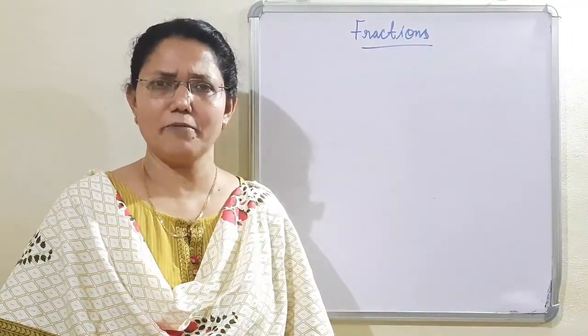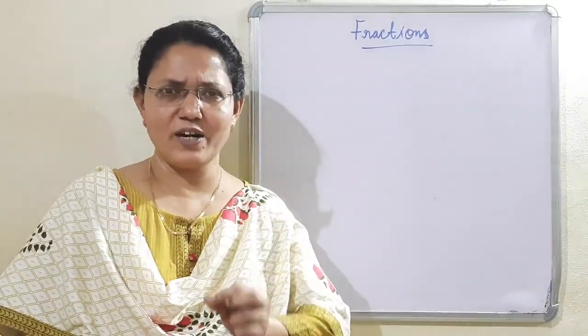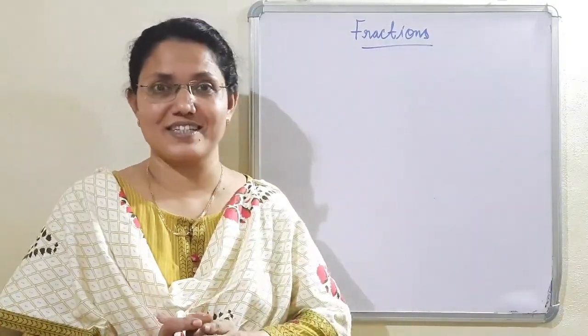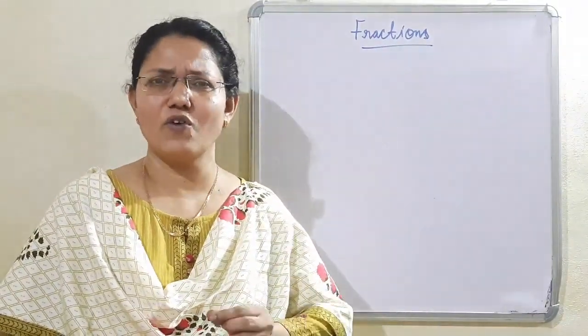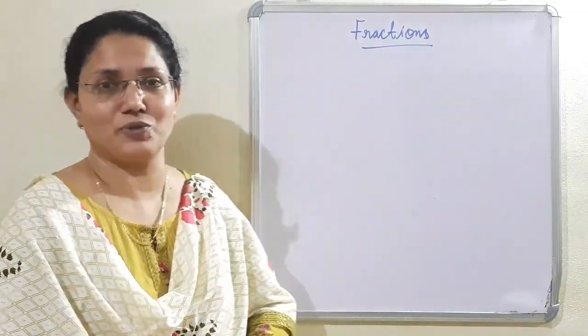For example, a manji is there. If it is cut into two pieces, total two pieces are there. Out of two, one piece, how can we represent this as a fraction? 1 by 2.